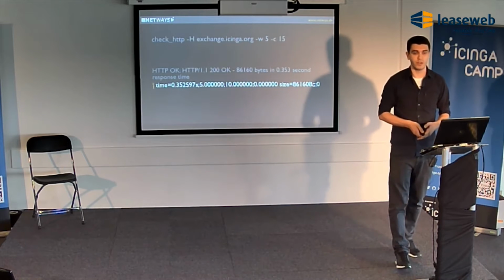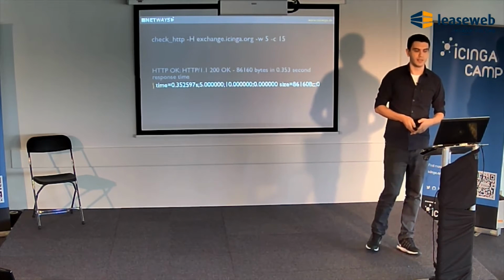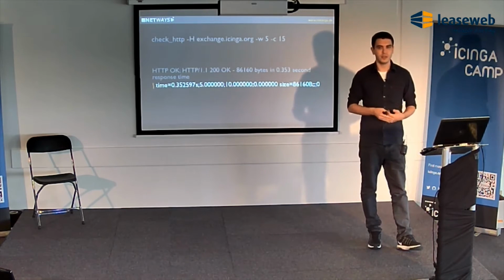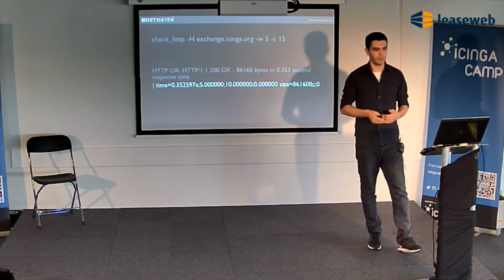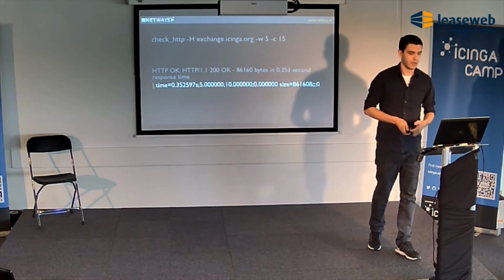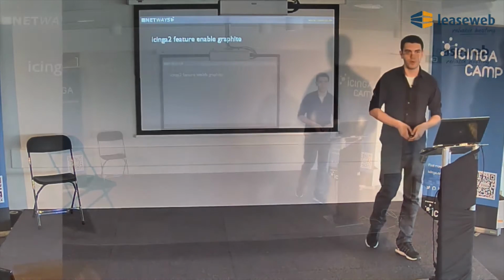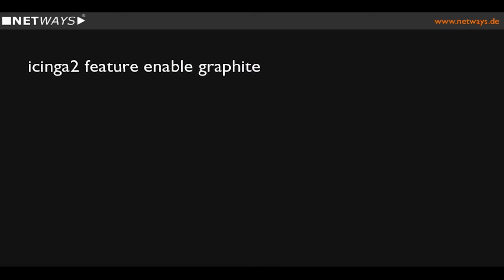This performance data we can forward to Graphite, and Icinga will parse it, bring it into a better shape and send it to Graphite. To enable the Graphite feature is very easy, because you can just use the CLI command. It's a one-liner, like icinga2 feature enable graphite, and the configuration will be added to your Icinga 2 configuration. You will need to restart Icinga 2 to get it really enabled.